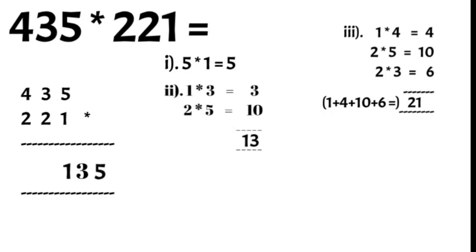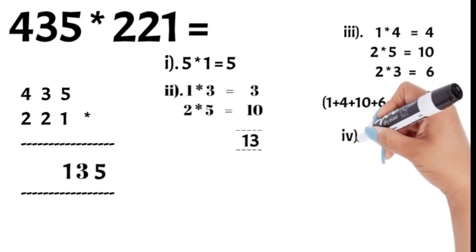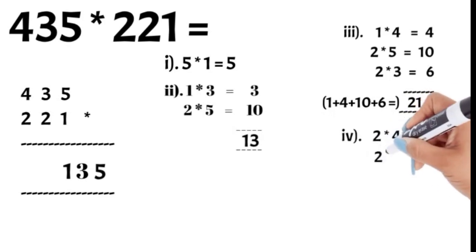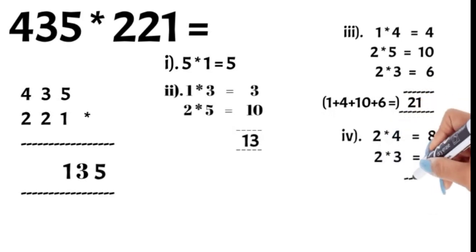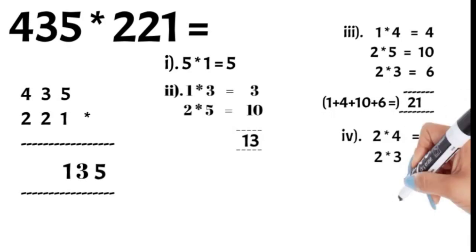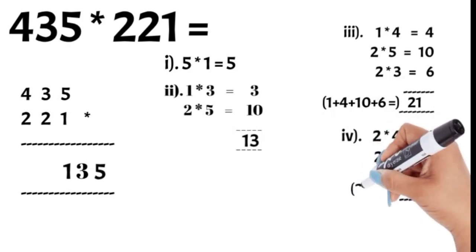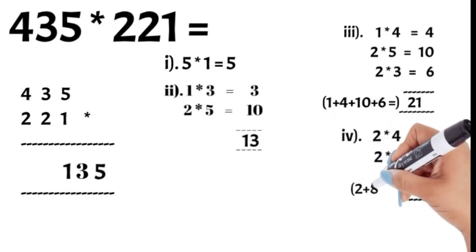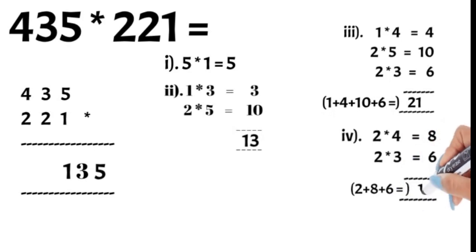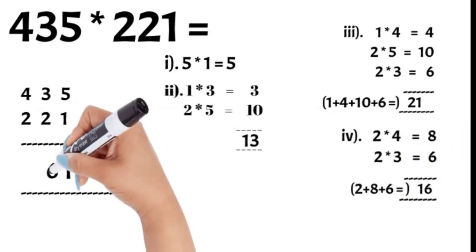In the fourth step, we cross multiply the first 2 numbers up and down. Here we do 2 into 4, we get 8, and 2 into 3, we get 6. Now let us add this with the 2 we got in the third step. That is 2 plus 8 plus 6. We get 16. Now put that 6 in 16 as the fourth last digit of the answer.